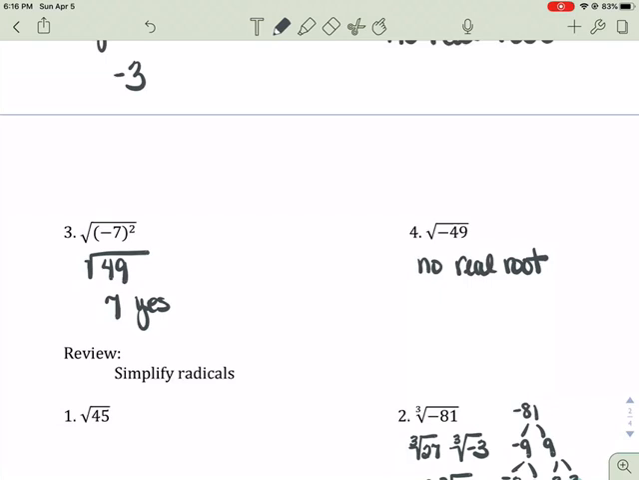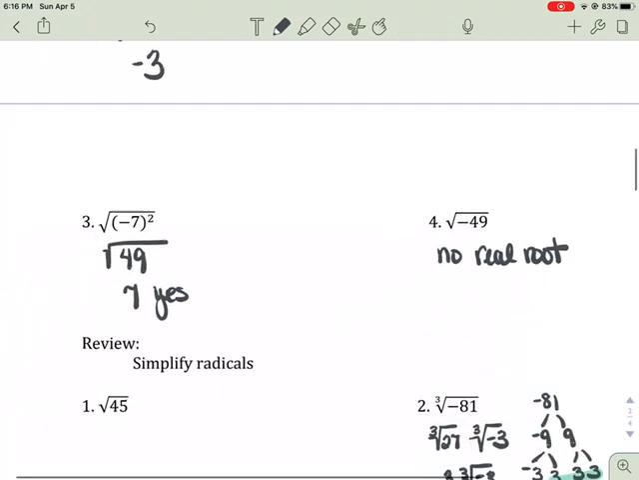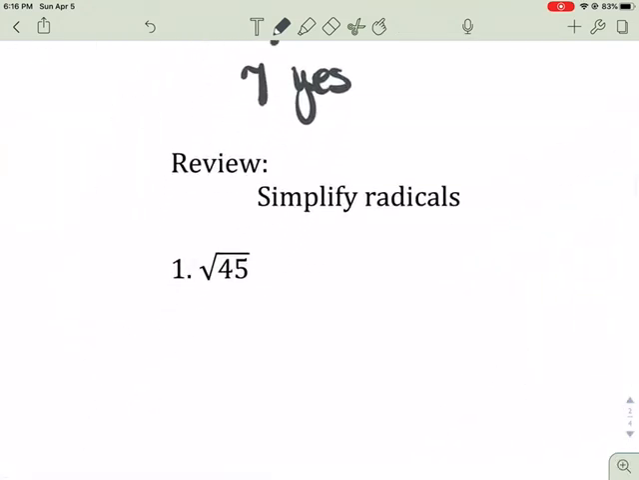If you take a look at these next two, we're going to square negative 7, we get 49. We can take the square root of 49, so 7. So yes, we have a real solution. And then we can't have a negative number underneath, so we have no real solution for that.